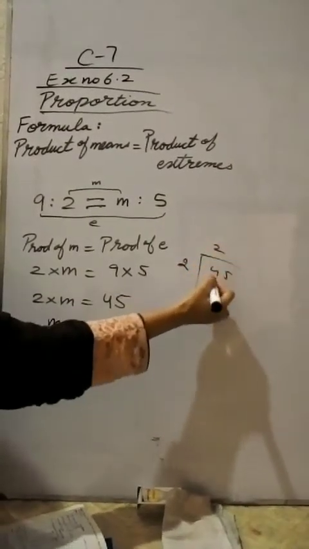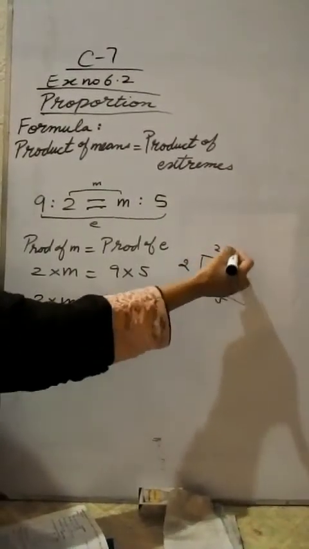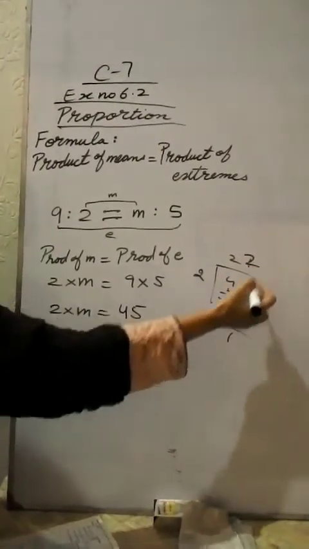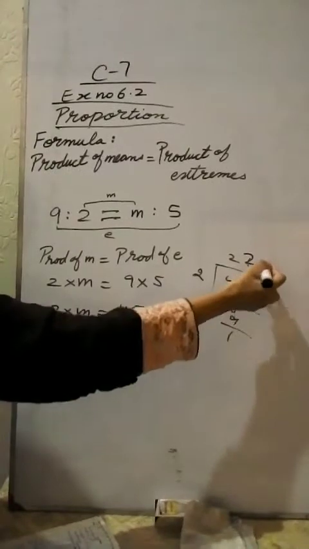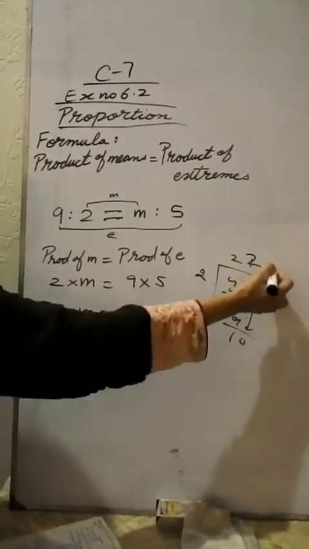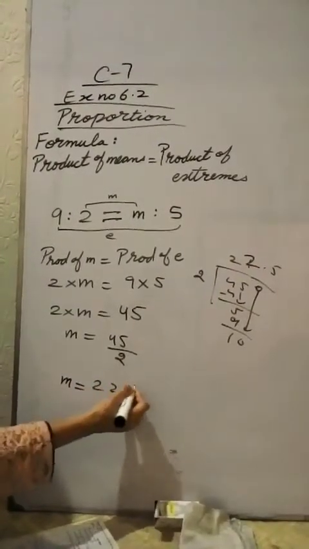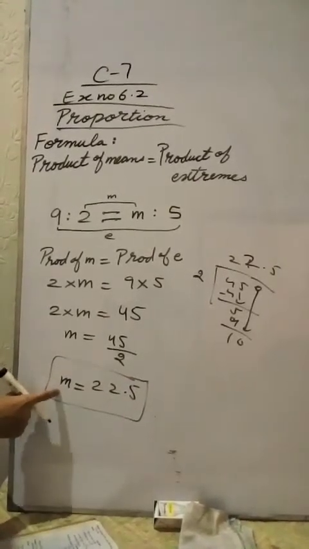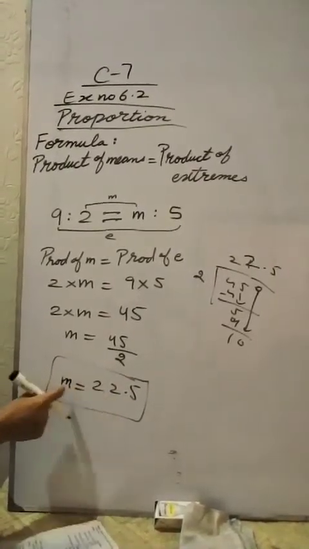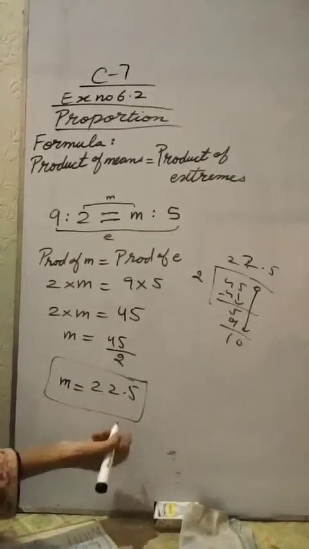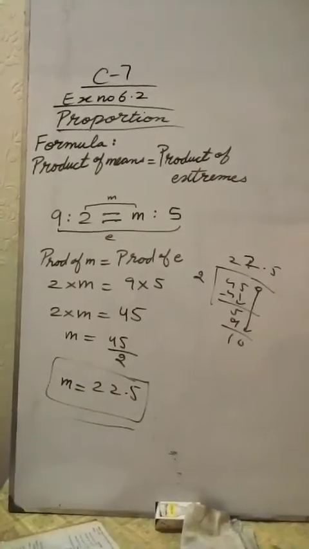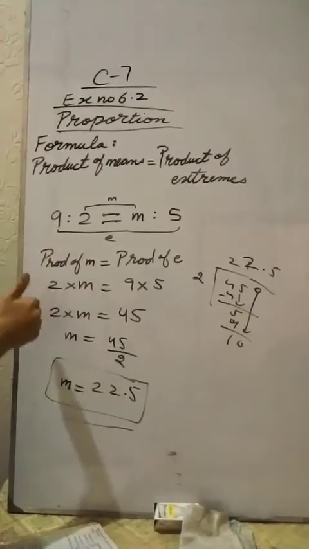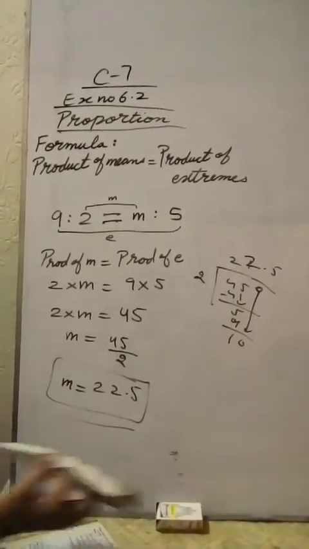2 times 2 is 4. Write down 5. 2 times 2 is 4. And then put the decimal. Write down 0. 2 fives are 10. So 22.5 is the answer of our unknown. m is the unknown. We need to find the value of m. So the answer is 22.5, and draw the ending line. So this is the second step. Now we have m on the left hand side. So we have to solve this question.